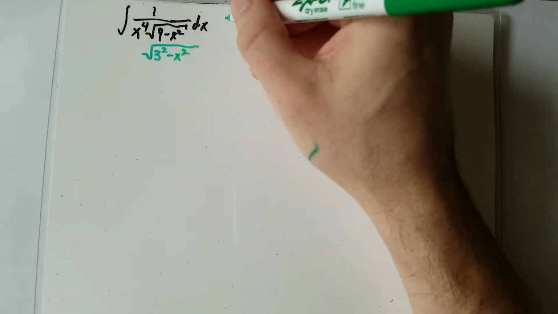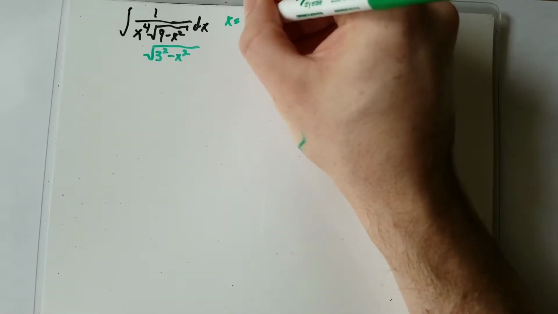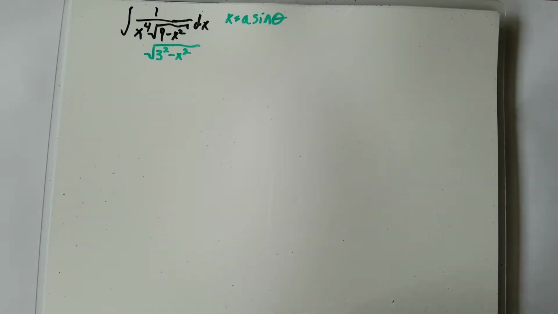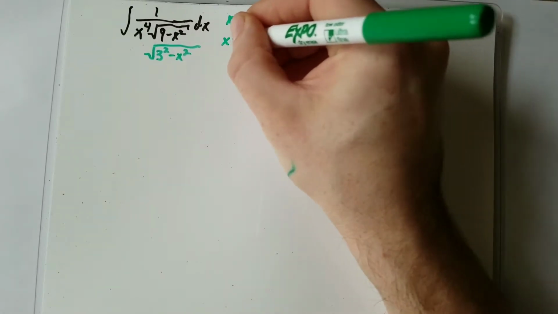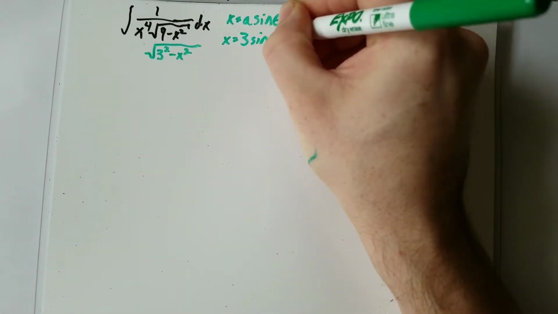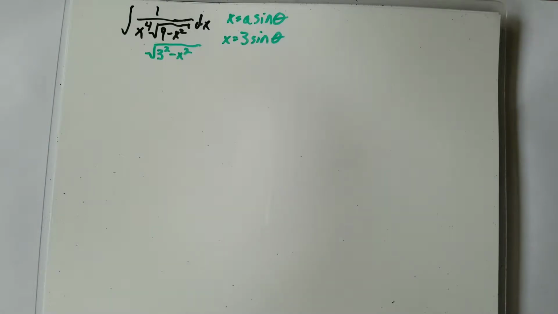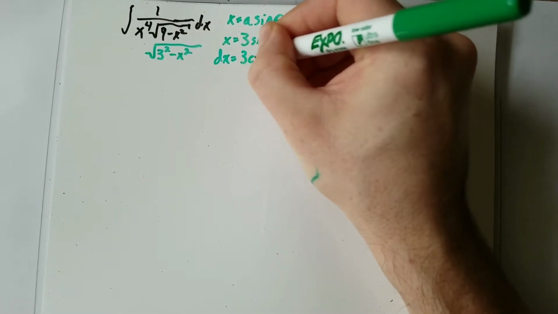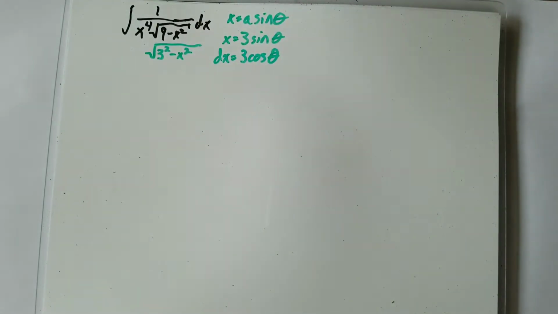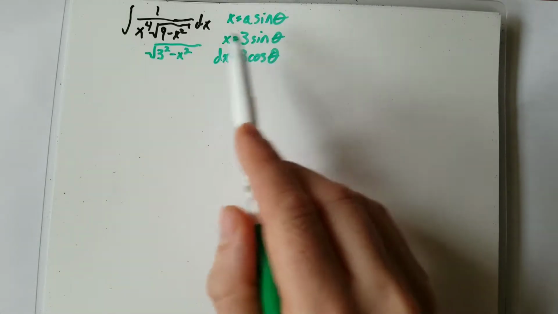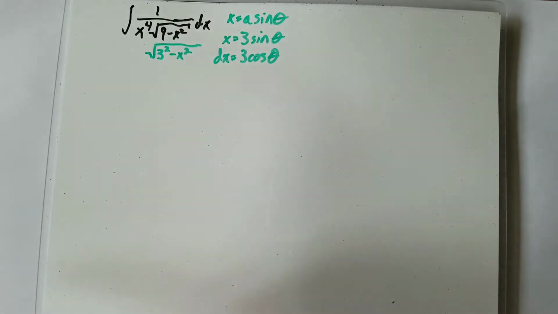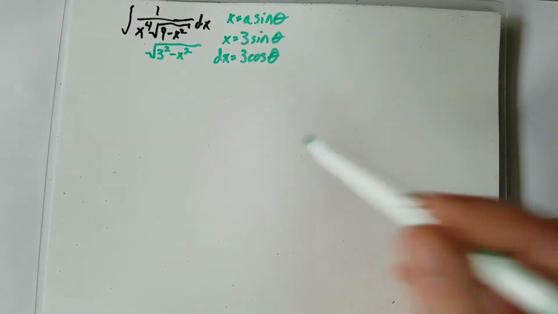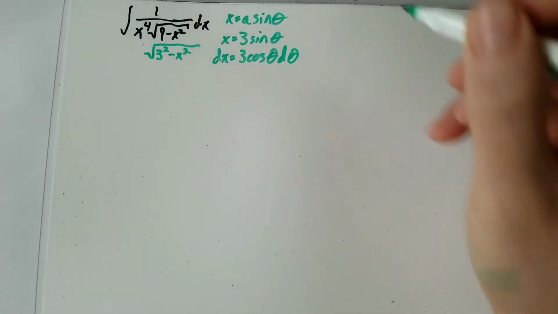We know that when we have that form, x equals a sine theta. Now we know that our a term is 3, so that can be rewritten as x equals 3 sine theta. Now we want to take the derivative of both sides, which gets us dx equals 3 cosine theta. And now we can take that and plug in our x, which is 3 sine theta, for x here and here. And then our dx is going to be 3 cosine theta d theta.